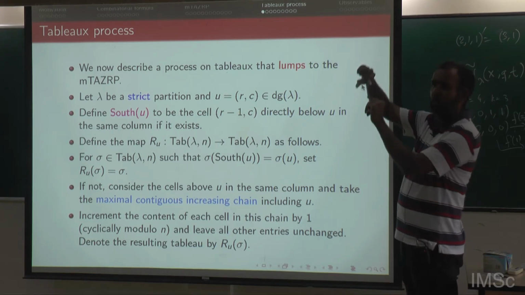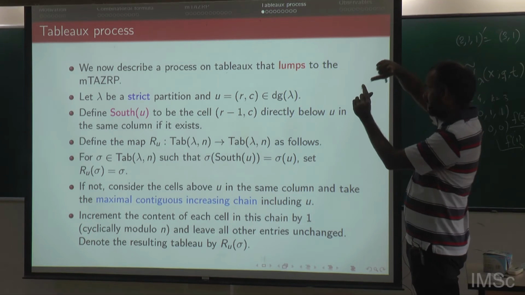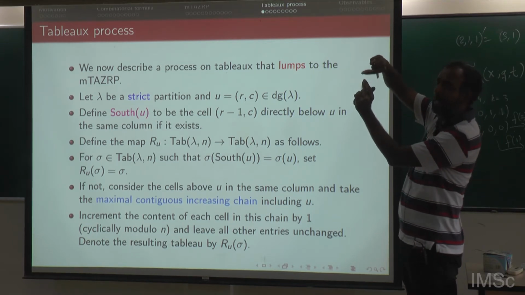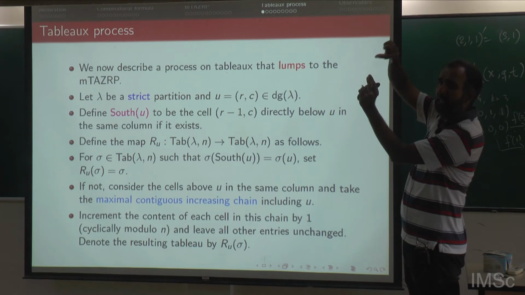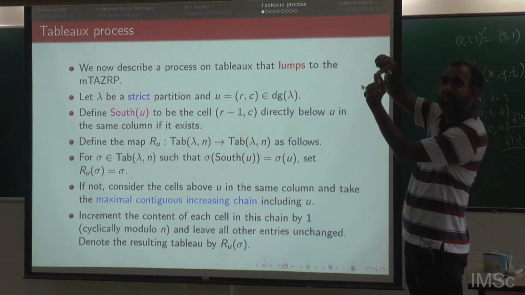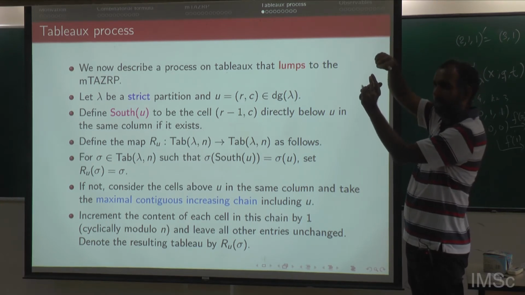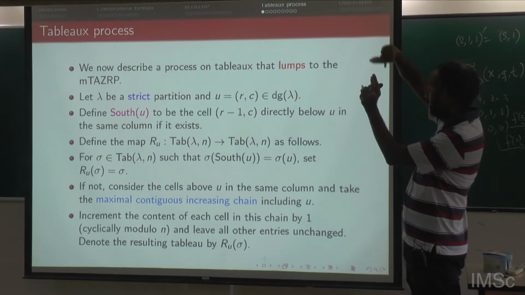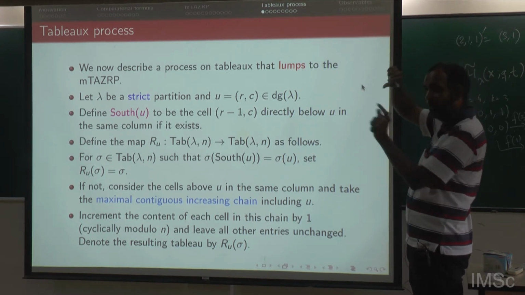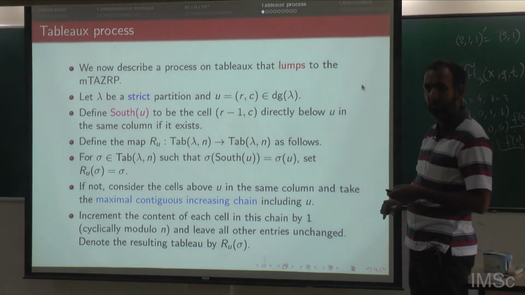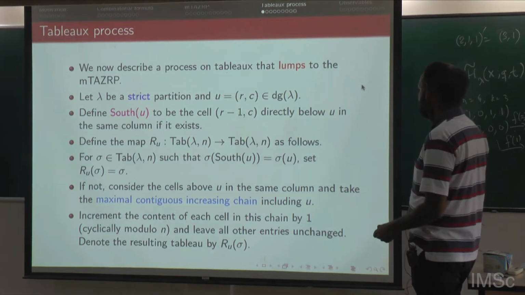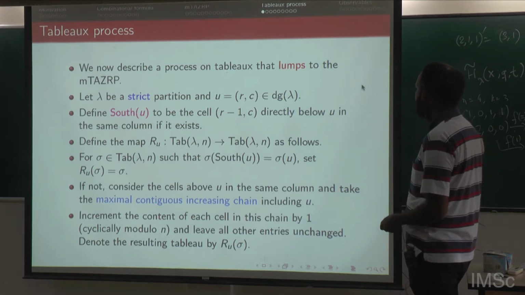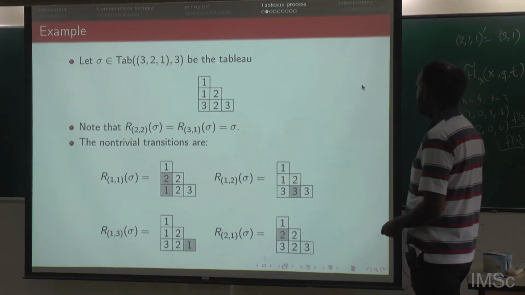If not, you look at the cell U in sigma and keep going up and see how far you can go as the entries keep increasing contiguously one after another, mod n. Okay? And you construct the maximum such sequence of cells. And what you do is you just increment all of them by 1, mod n again. So increment the content of each cell in this chain and leave everything unchanged, and you call this resulting tableau R_U of sigma. So let me give an example.